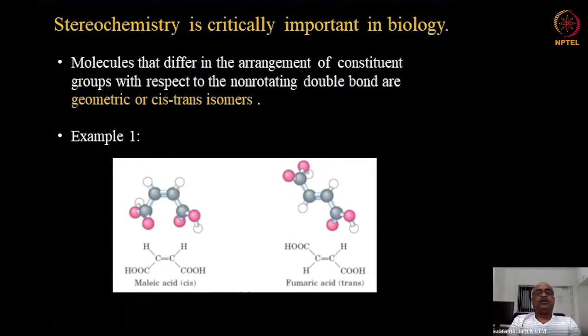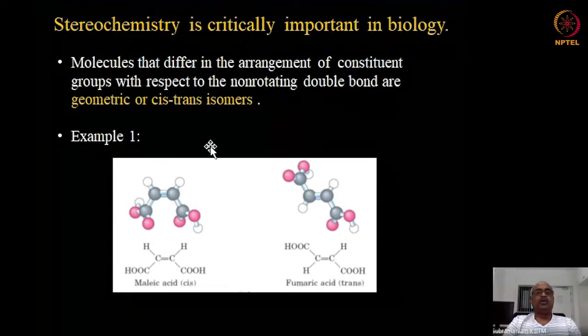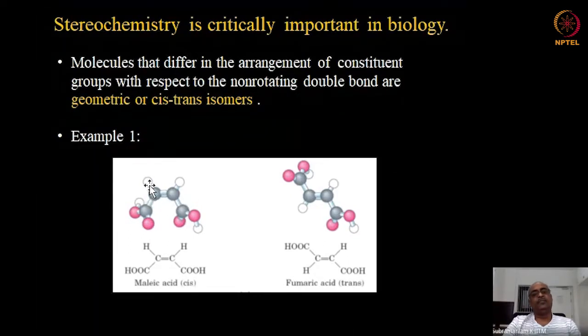So the first one we will take up is the double bond. Here you have maleic acid with its ball and stick model and the perspective diagram below. So here you have 2 carbons bonded by a double bond, and groups attached to them. So you have 2 hydrogens and 2 carboxylic acid groups. They could either be, both hydrogens can be on the same side when you consider them with reference to the side where the carboxylic acid groups are attached.